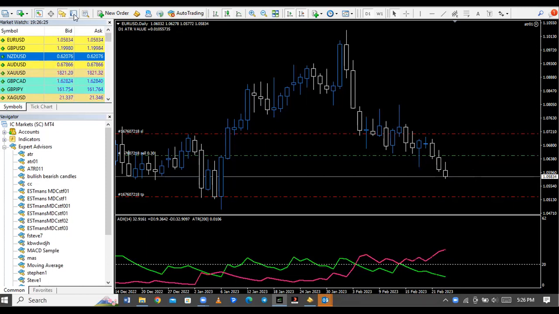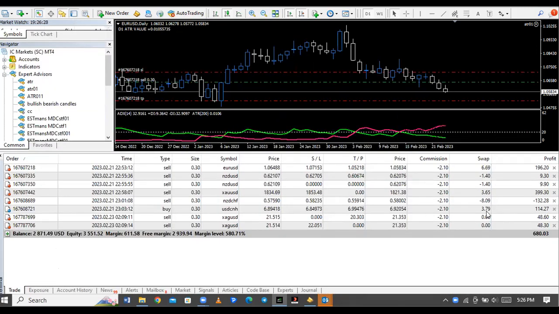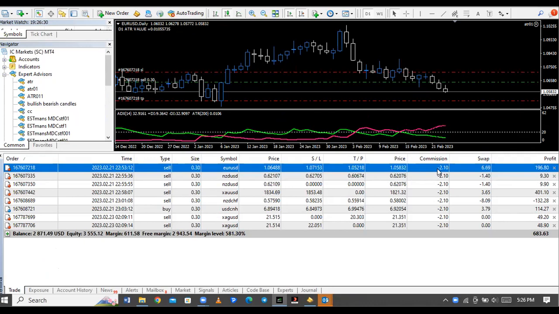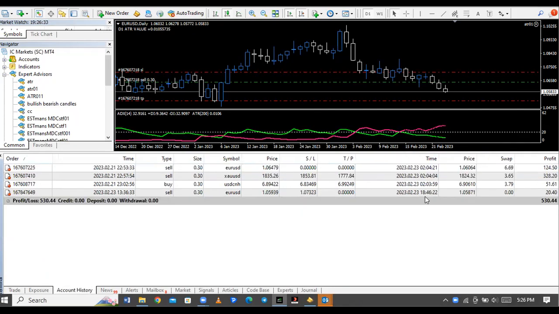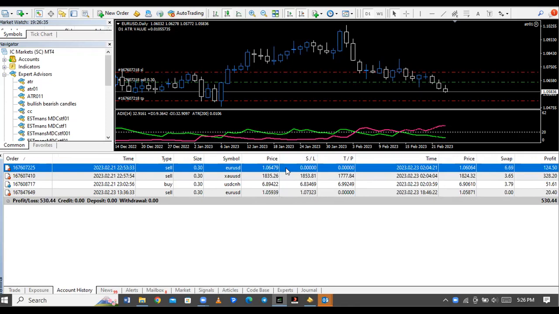So like in my case, I like putting two trades. You can check, I had two trades. This is Euro USD. I had two trades, but what did I do? I did close one already at the close of the day.